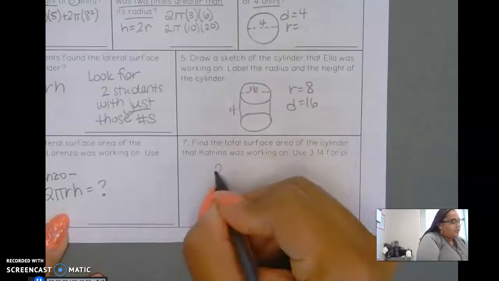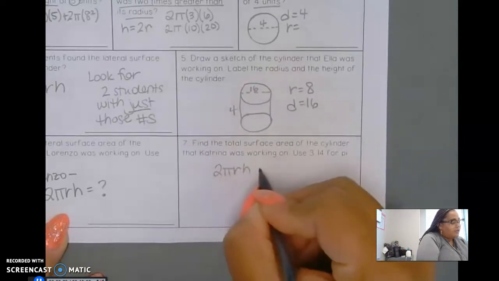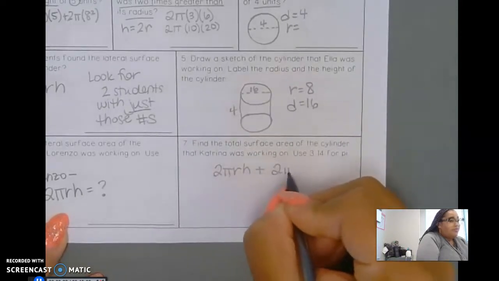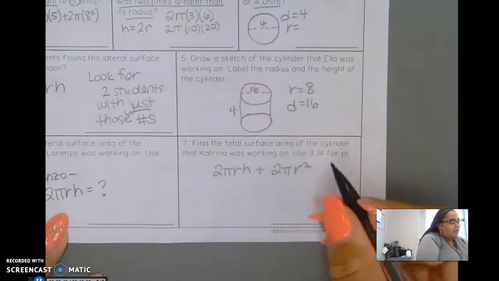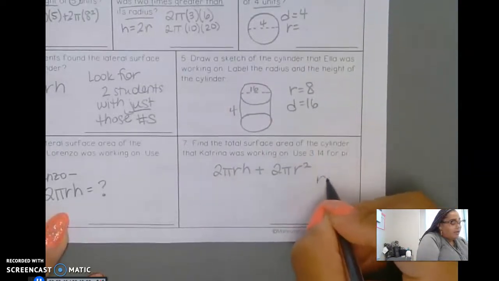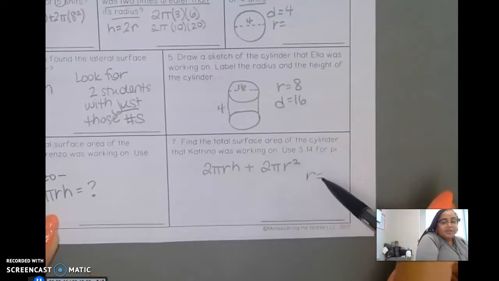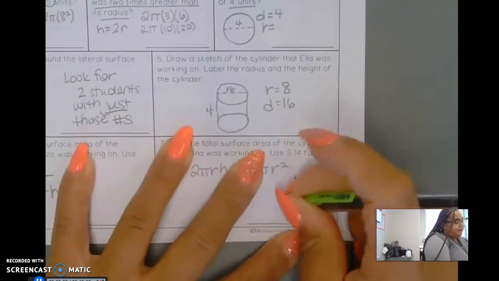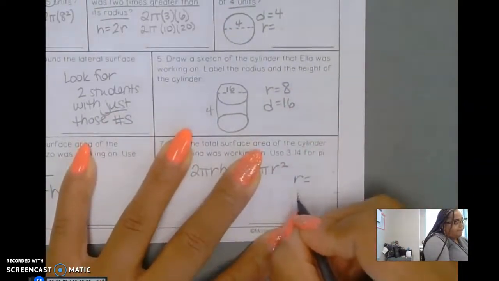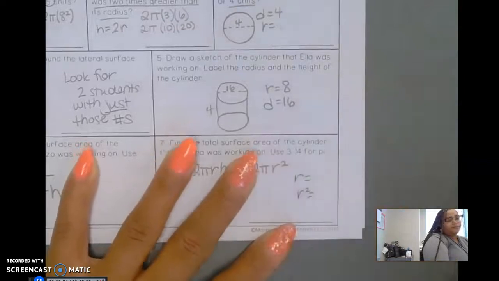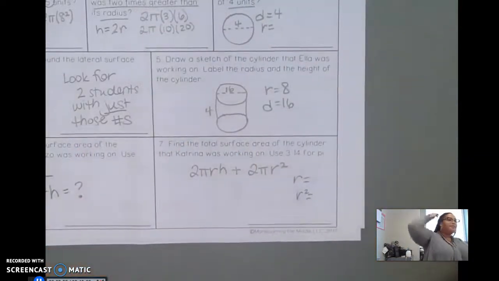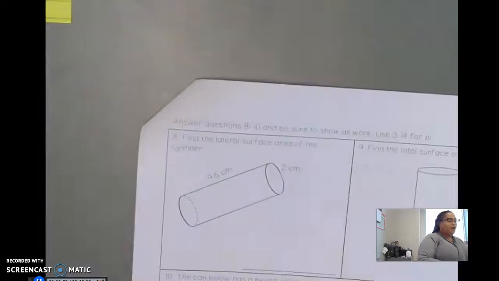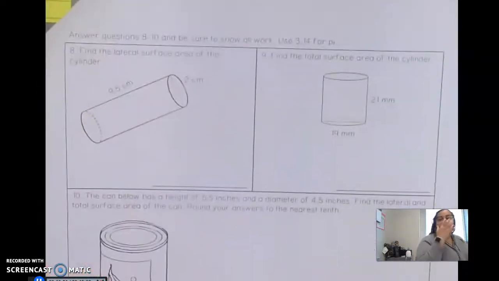So if Katrina has 2 pi r h, then you need to add the 2 pi r squared. They give you r. You go back and look at Katrina's work, find her r, and then when you calculate, you're going to square it. Okay? Hey, good morning.